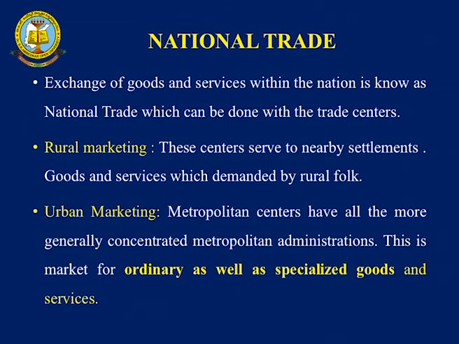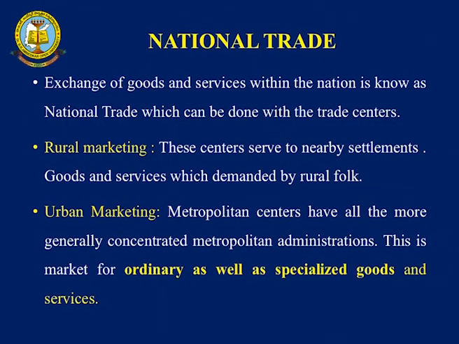Okay, so the exchange of goods and services within the nation is known as national trade, and it can also be done with trade centers like rural marketing as well as urban marketing. Rural, what do you mean by rural marketing? That is trade taking place within surrounding areas or settlements, whereas urban marketing is more generally concentrated in the metropolitan administration, and it is a market for ordinary as well as specialized goods and services.